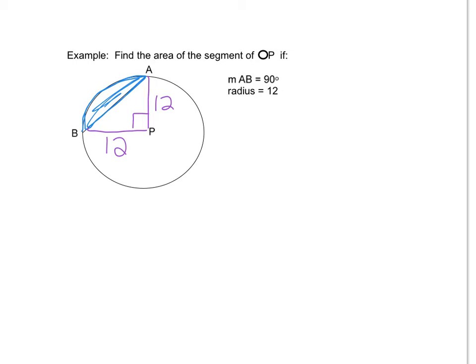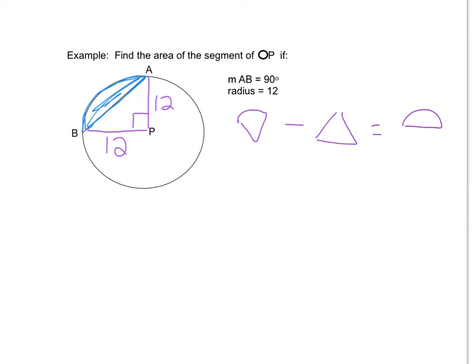So it looks like the area of my segment is going to equal the area of my sector, that's this whole guy right here, minus the area of my triangle. That's this guy right here. And that's now going to equal the area of my segment.